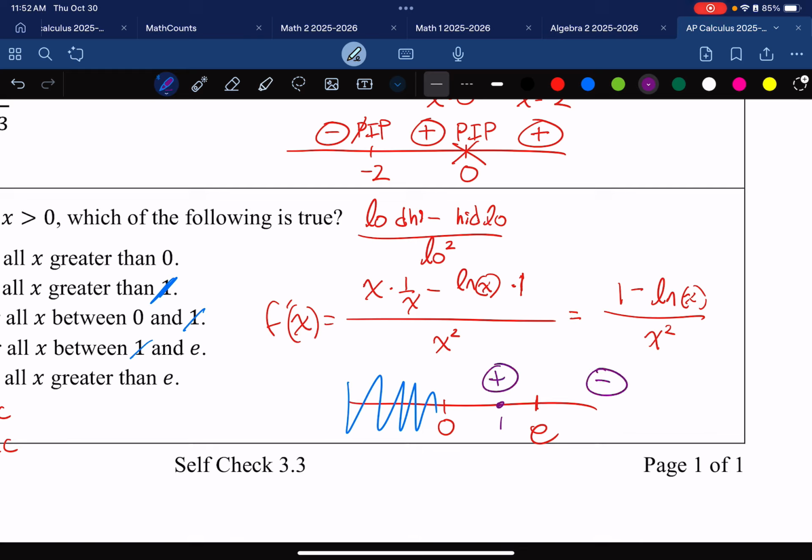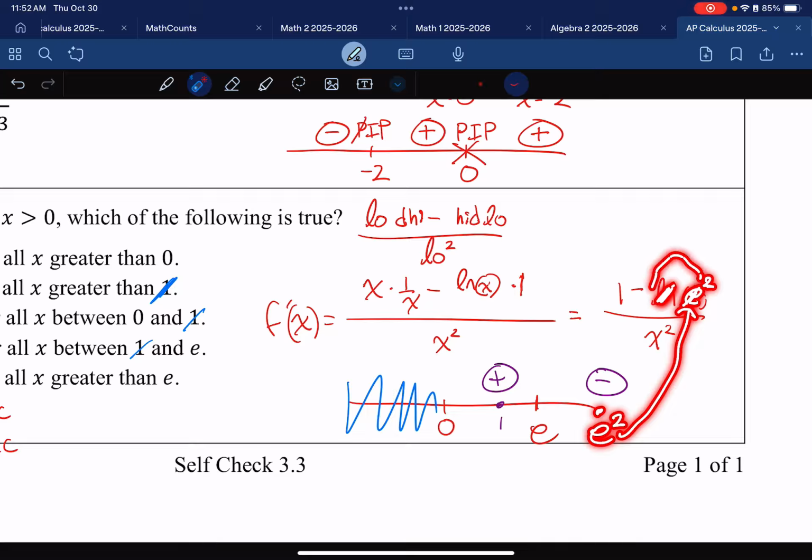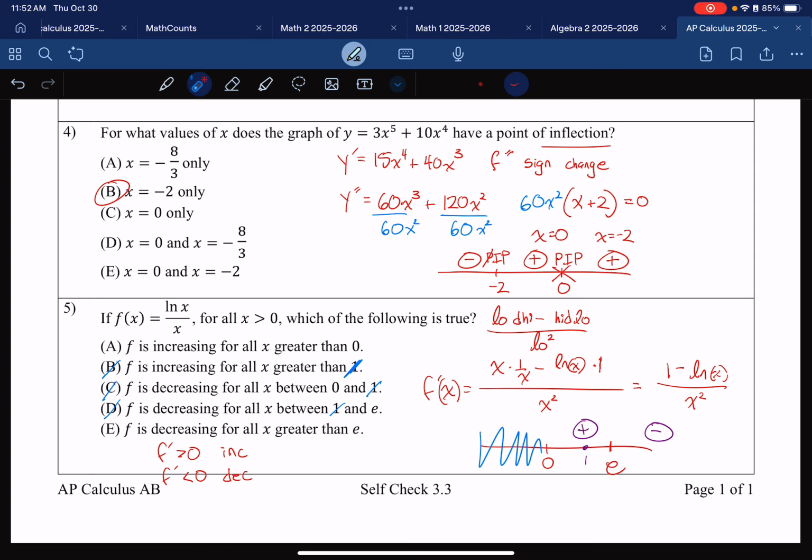It will be a negative behavior here, and the way that you can see that is by plugging in a number like e squared. When I plug in e squared for x, the natural log and e cancel each other out. The 2 comes down in front, meaning this whole thing is just 2, and 1 minus 2 is a negative 1. Therefore, we get a negative behavior right here. So we just need to choose the right answer. Notice that everything to the right of e, everything greater than e, is negative, which is the definition of f decreasing. The correct answer here is e.